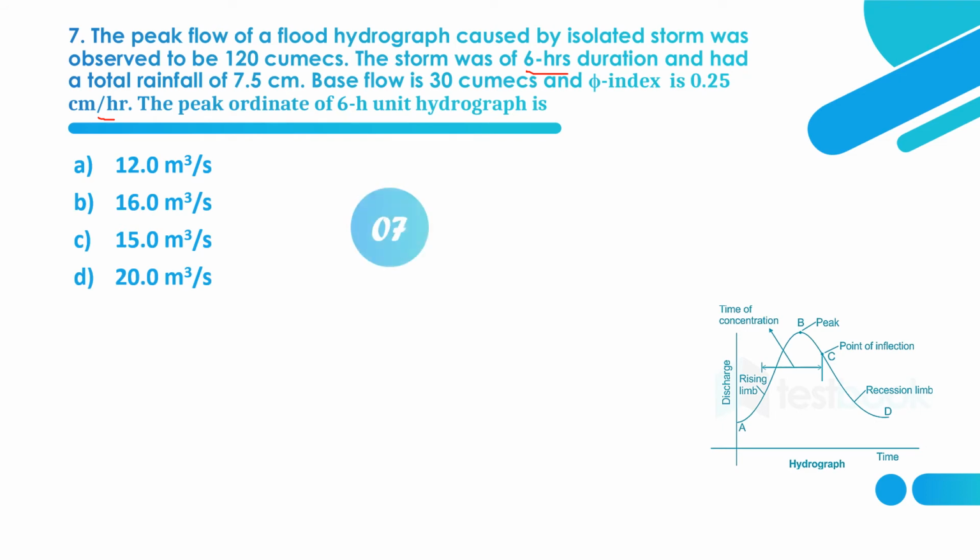They have given many things like the base flow value, the peak flow of a flood hydrograph as 120 meter cube per second, and also the total rainfall, and also the infiltration loss, that is the phi index value as 0.25 cm per hour.